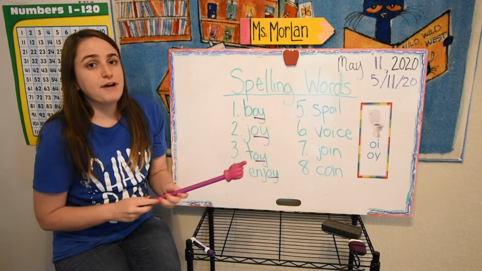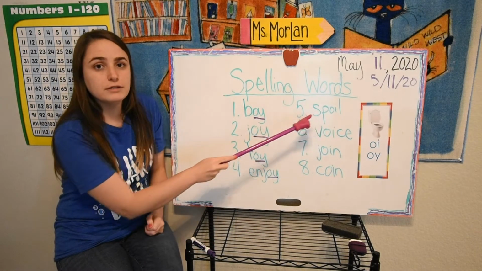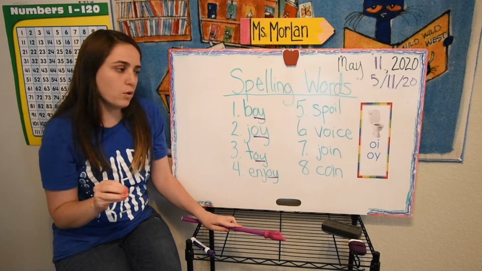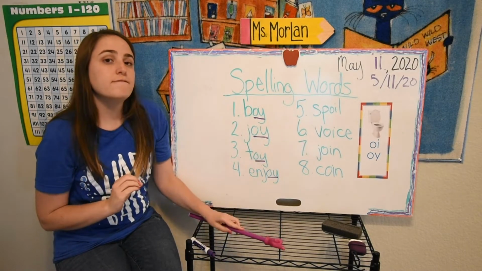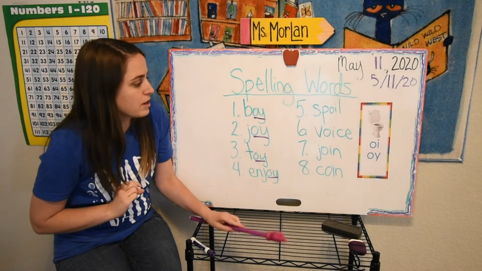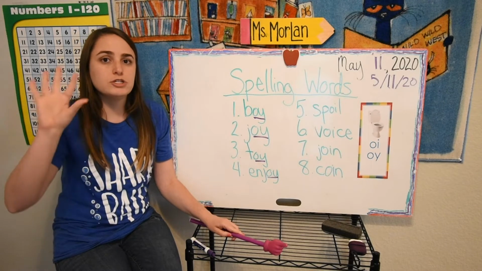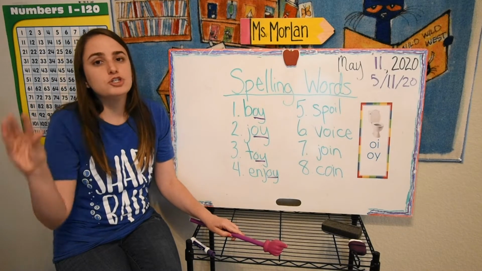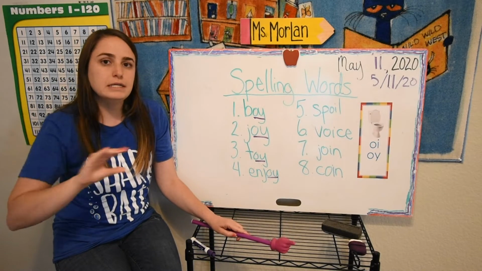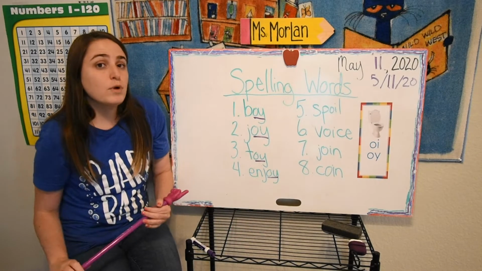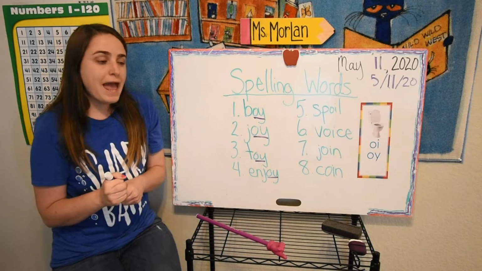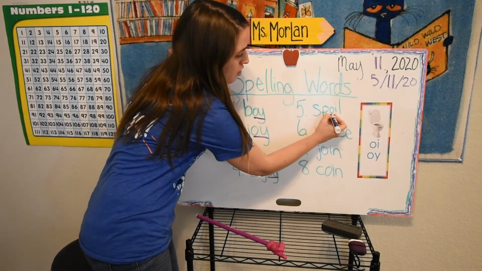All right, let's move on to 5 through 8. Number 5, spoil. Okay, let's tap it. S-p-oil, spoil. Very good. Number 6, voice. V-oice, voice. Very good. Number 7, join. J-oin, join. And number 8, coin. K-oin, coin. Very good. Now, what did we notice about these words? They all had the oi sound, but now the oi sound was spelled with O-I.